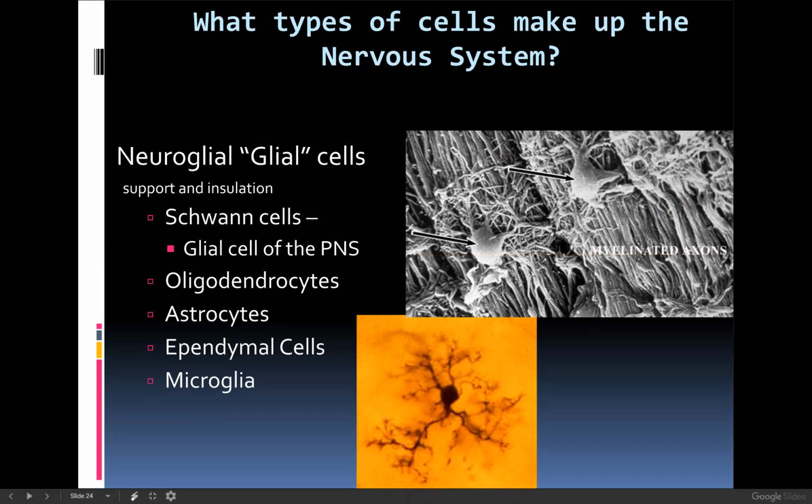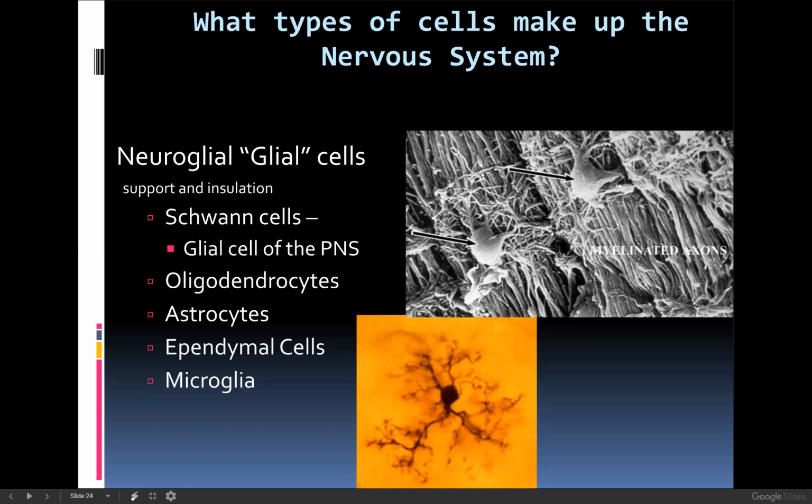There are Schwann cells. Those are the glial cells of the peripheral nervous system that form a myelin sheath around the peripheral nerves. Oligodendrocytes form a myelin sheath or white matter in the central nervous system. Astrocytes play a role in the central nervous system metabolism and regulating the extracellular ionic concentrations. So they're going to filter the extracellular fluid.